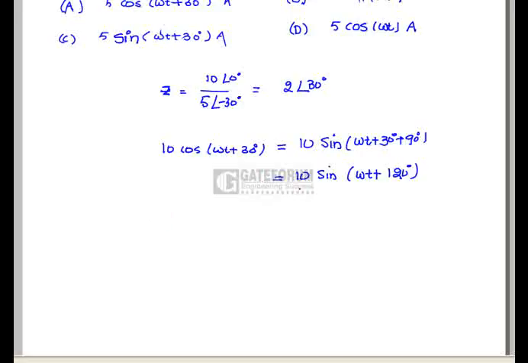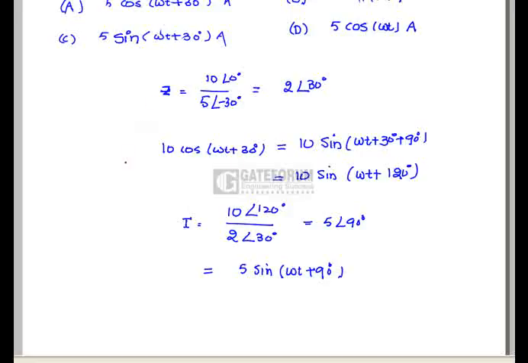For this particular input we have to calculate the current, that is I equals 10∠120° divided by 2∠30°, that is 5∠90°. Now we can write this as 5 sin(ωt + 90°), because in the above current expression the voltage is in sine form, as is the impedance which we calculated. So it is equivalent to 5 cos(ωt) amps, which is option D.